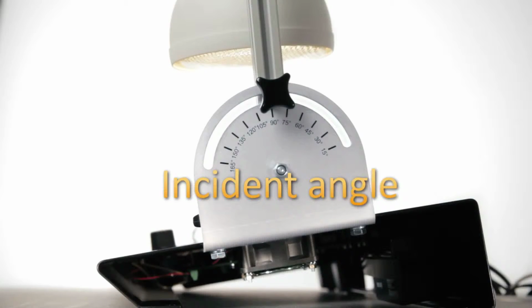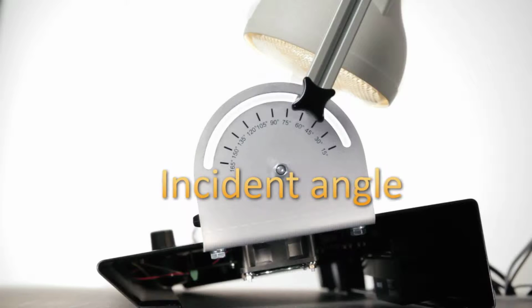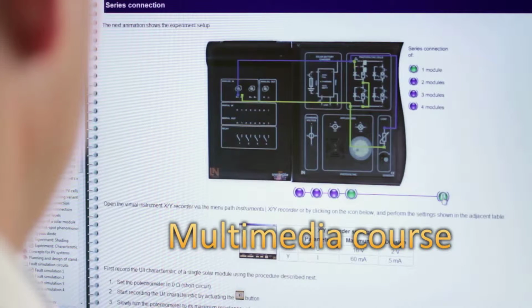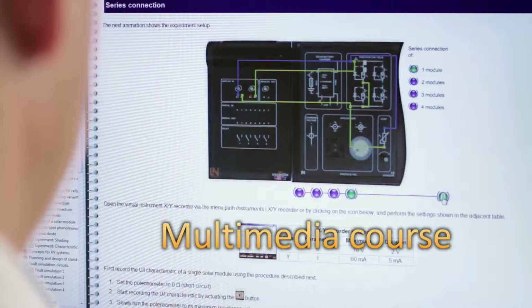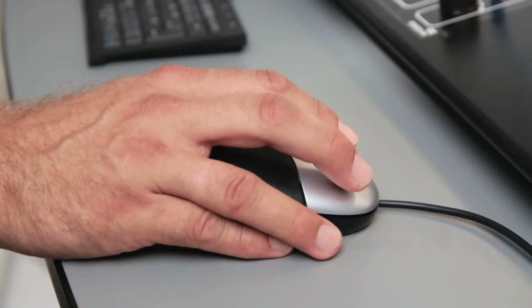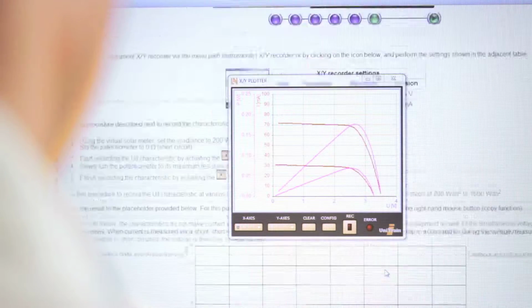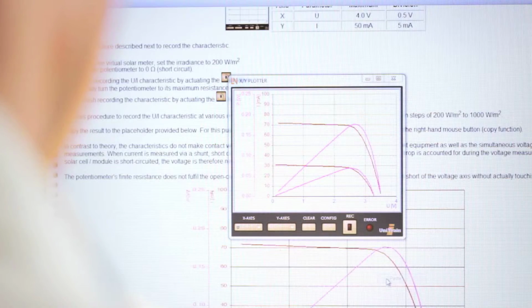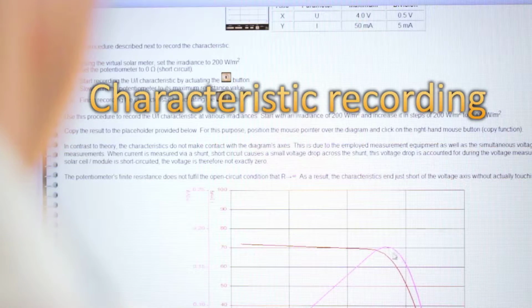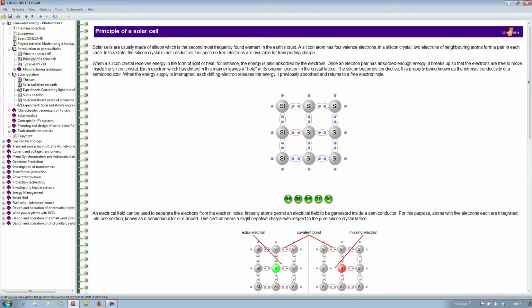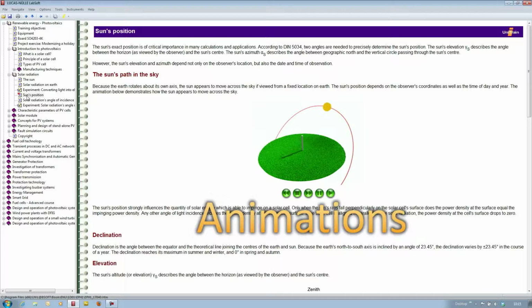The Unitrain system clearly and graphically demonstrates how everything fits together. A multimedia course guides you step by step through the experiments and explains their setup. Results of measurements can be saved and evaluated by computer, like recording the characteristic of a solar cell, for instance. At the same time, students can build upon their own basic knowledge, as conveyed to them by the photovoltaics course, with the help of plenty of animations.